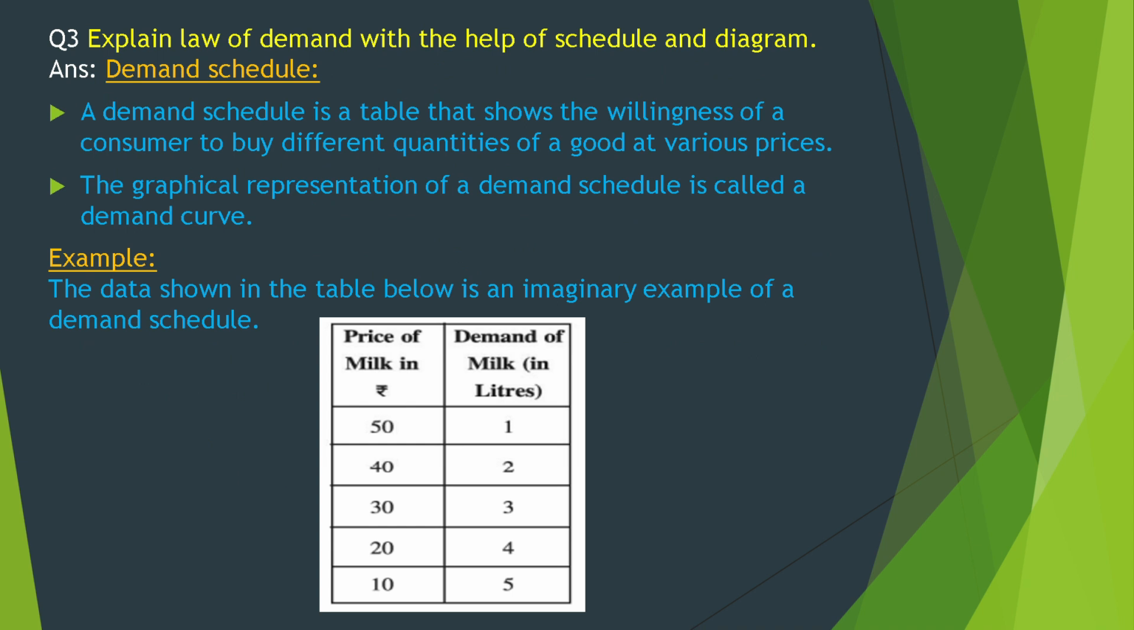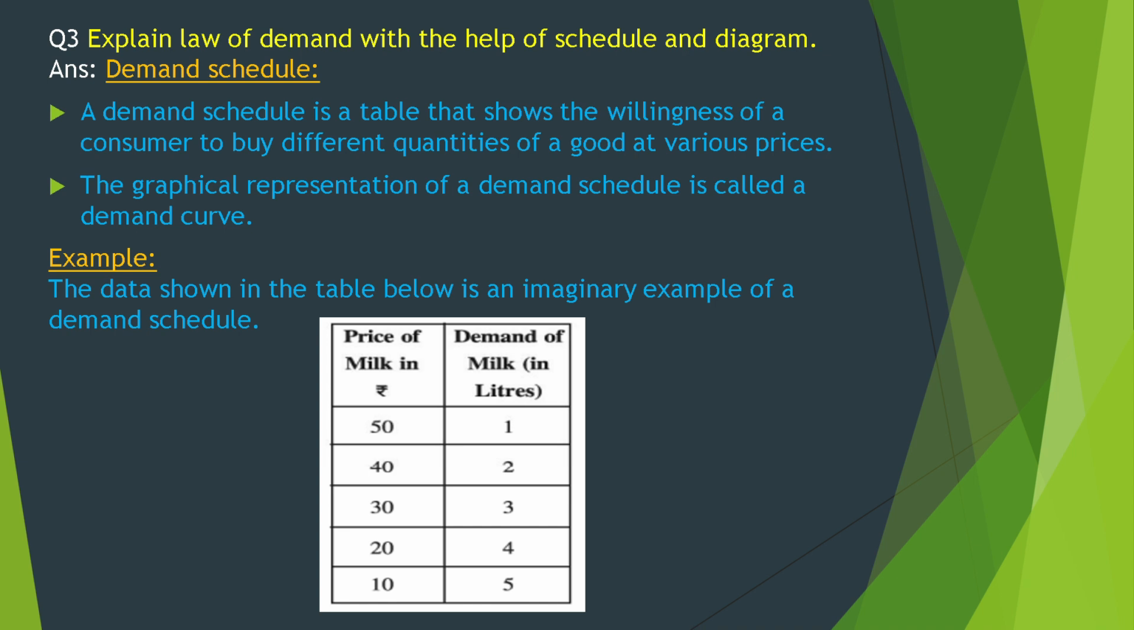Question 3. Explain law of demand with the help of schedule and diagram. Demand schedule. A demand schedule is a table that shows the willingness of a consumer to buy different quantities of a good at various prices. The graphical representation of a demand schedule is called a demand curve. Example. The data shown in the table below is an imaginary example of a demand schedule.